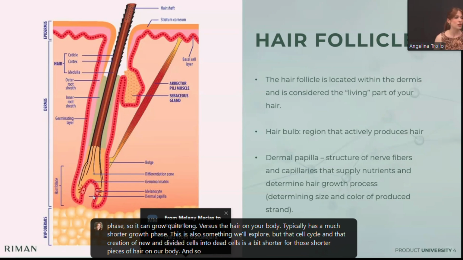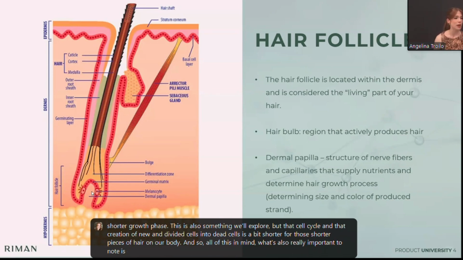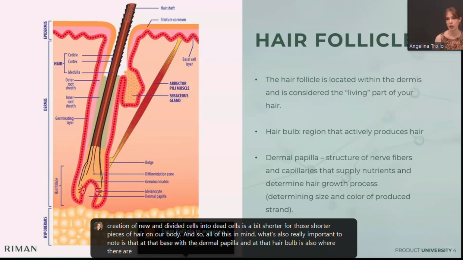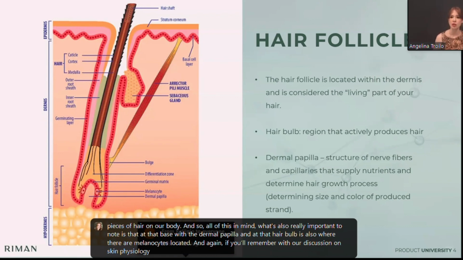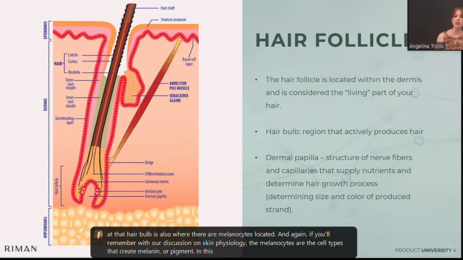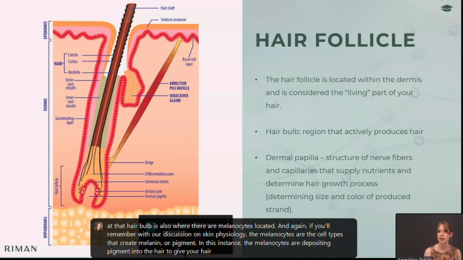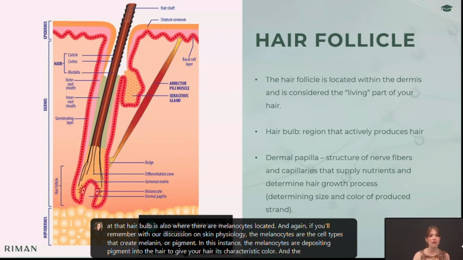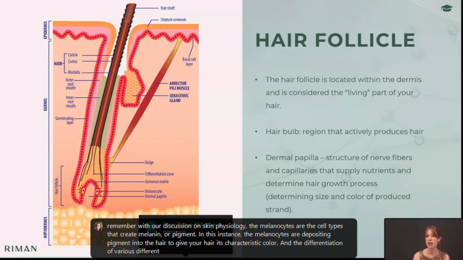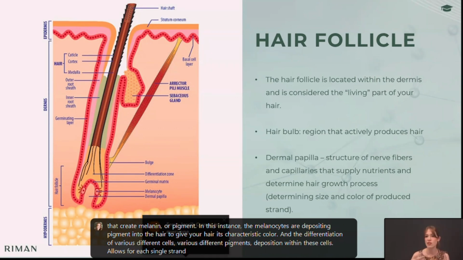And so with all of this in mind, what's also really important to note is that at that base with the dermal papilla and at that hair bulb is also where there are melanocytes located. And again, if you'll remember from our discussion on skin physiology, the melanocytes are the cell types that create melanin or pigment. In this instance, the melanocytes are depositing pigment into the hair to give your hair its characteristic color. And the differentiation of various different cells, various different pigment depositions within these cells, allows for each single strand to even have a different color.